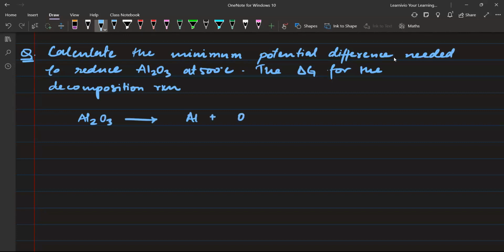So they have given this reaction, 2 by 3 Al2O3 gives 4 by 3 Al and here you are going to have O2. So this reaction is completely balanced. How many oxygen atoms? There are 2 by 3 into 3 on this side. The 3 is cancelled and you have 2 oxygen atoms overall. Here also you have 2 oxygen atoms. How many aluminium atoms? 4 by 3 aluminium is present in the product. And for this reaction, the delta G is given as 960 kilojoules.